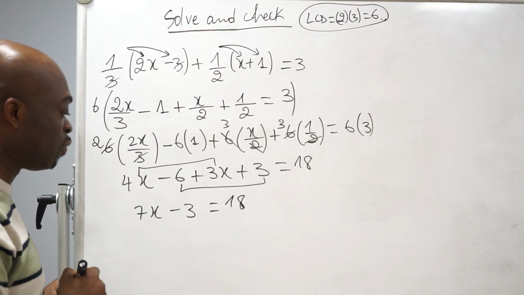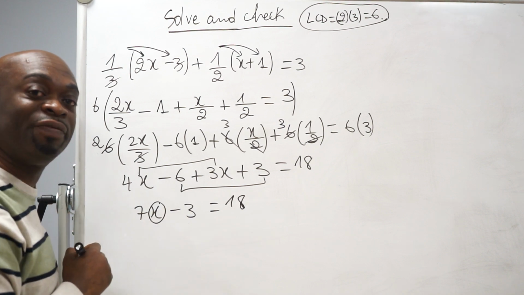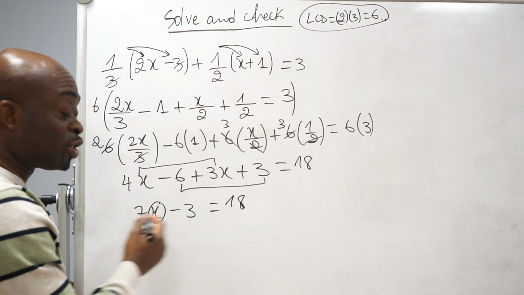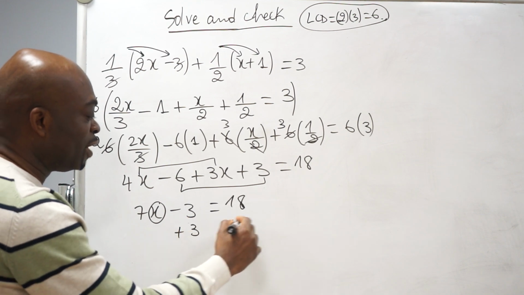All right, ladies and gentlemen, so we're good? And then now what's happening? So we're solving for x, that means we want to leave x by itself. So what else do we cancel? The negative 3. So that will give us what by doing what? Positive 3 both sides.